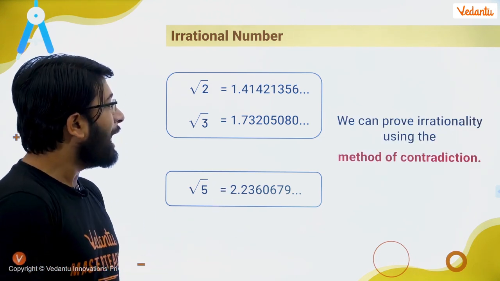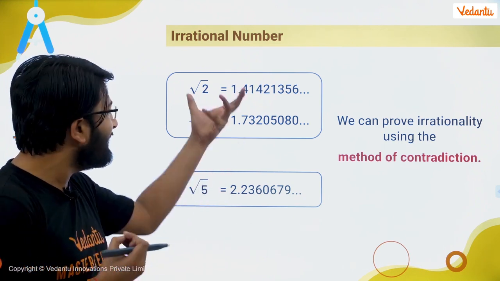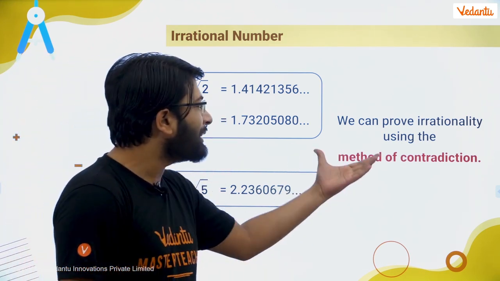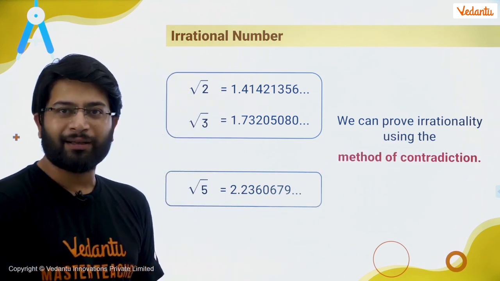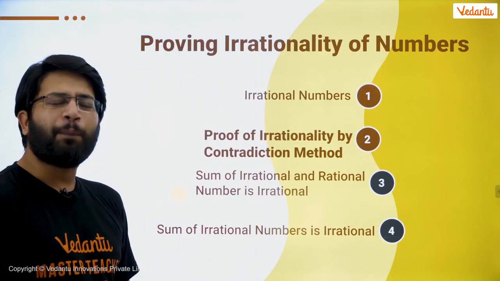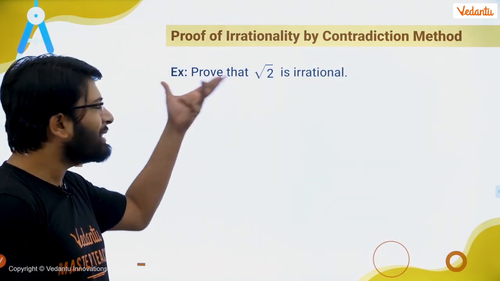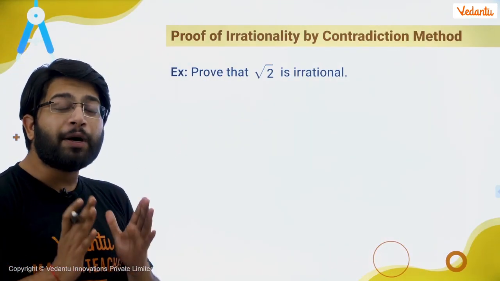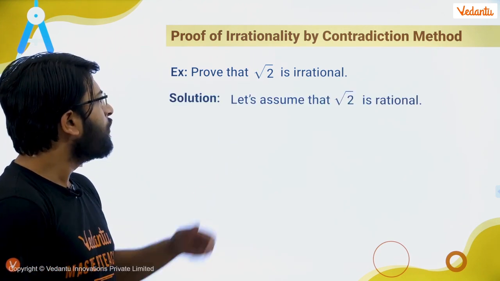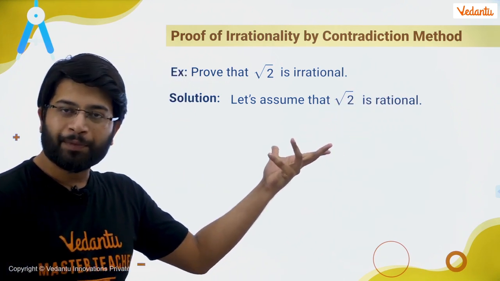Excellent. So now champ, how can we prove that these numbers are irrational? That method is known as the method of contradiction. Let me explain it. Champ, let's see how to prove the irrationality of any irrational number. Let's say I have to prove that under root 2 is an irrational number. So what will we do? First we will assume that under root 2 is a rational number, right?